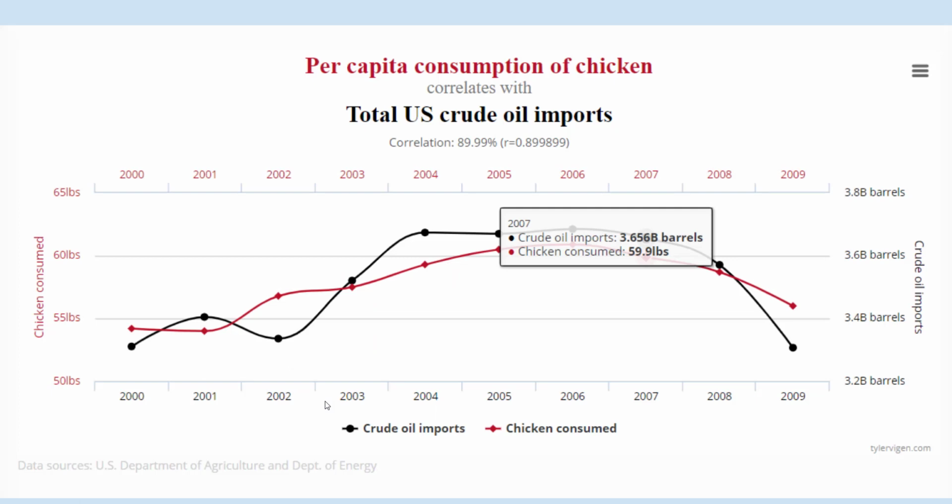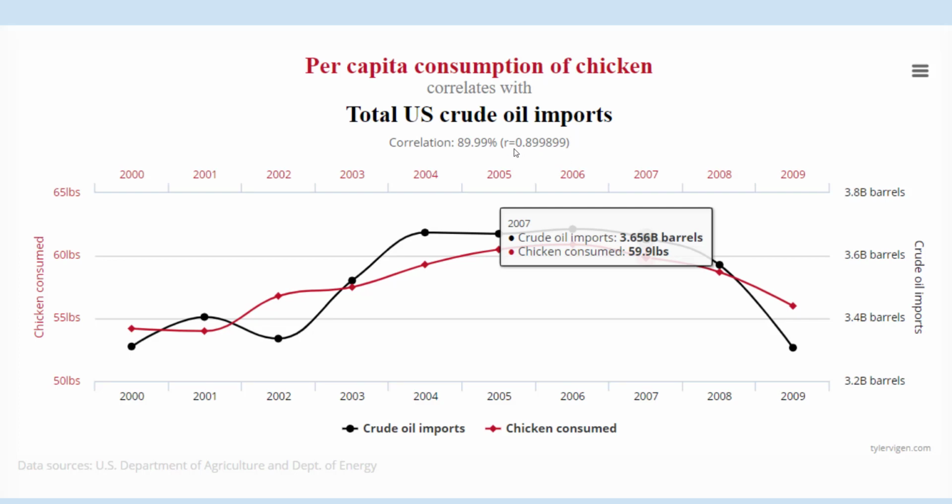Now this chart is presenting a little bit differently. Here we're using two trend lines, and we see chicken consumption by Americans in the United States and crude oil imports. And the correlation value, R, is equal to 0.899899, and that's quite a high R value.